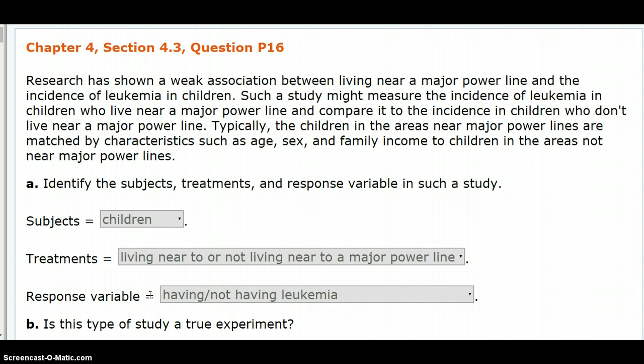Response variable, so the outcome that we're really concerned with. Does this treatment, what does it potentially do? Well, it potentially causes leukemia in these children. Now, it may or may not actually do that, but that's the outcome that we're looking at. So the outcome is the thing that we're not sure about, but we're very interested in knowing so that we can deal with it appropriately.